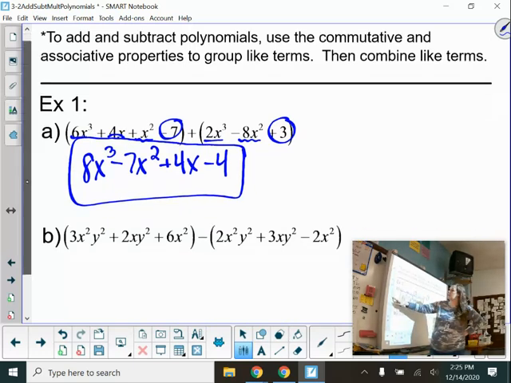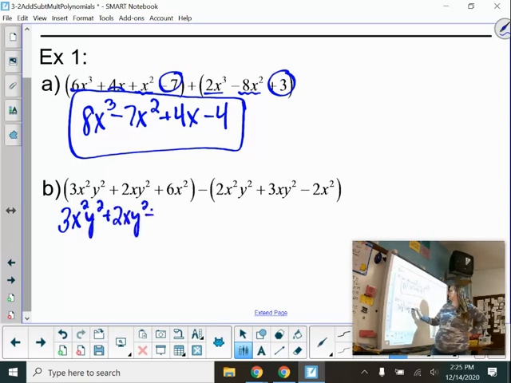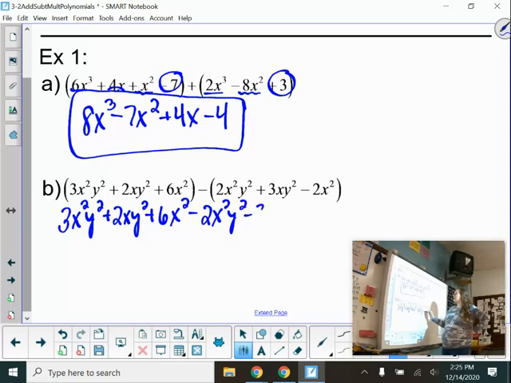Now with subtraction, there's going to be a little bit more to that because you do have to make sure that everything in the second polynomial is changed to its opposite. So I'm actually going to go through and recopy these. So I have 3x squared y squared plus 2xy squared plus 6x squared minus 2x squared y squared minus 3xy squared plus 2x squared. Notice everything in the second polynomial changed to its opposite sign.